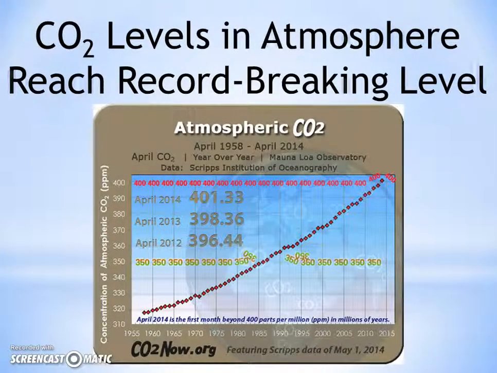So CO2 levels in the atmosphere have actually reached a record-breaking level, okay? And you can see that's happened just recently from April of 2014, okay? And this is still from the Mauna Loa Observatory.